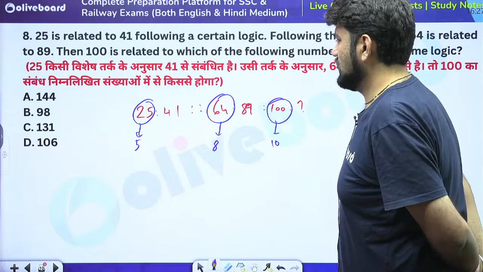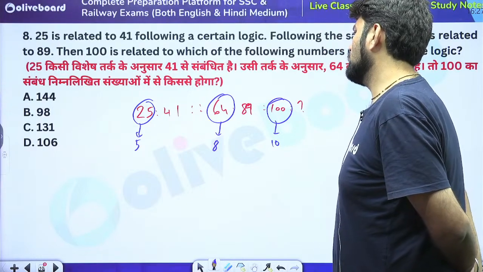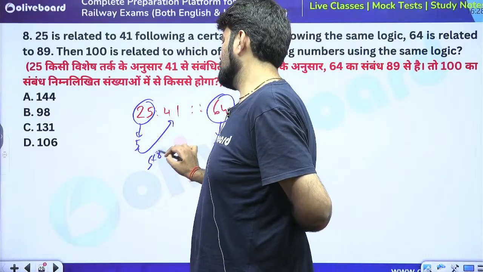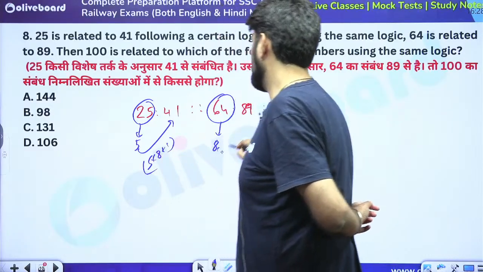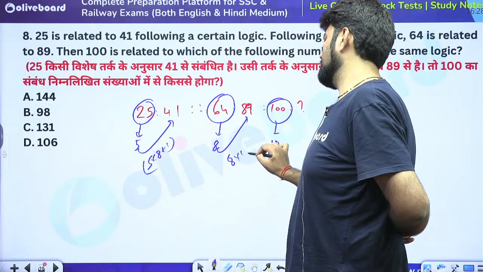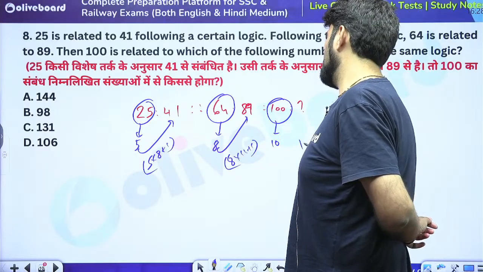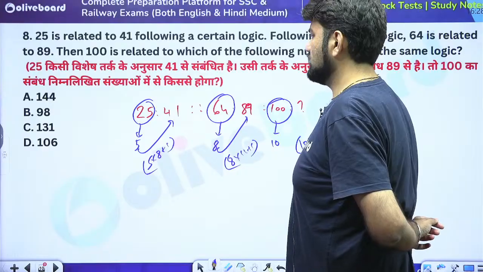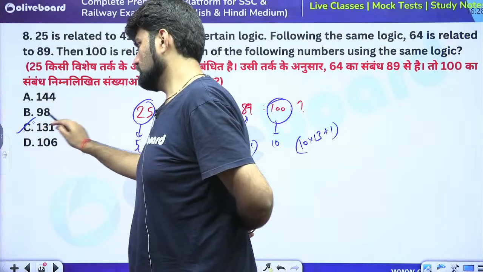5 into 8 plus 1. 8 into, okay, wait. So can we say 5 into 8 plus 1, 8 into 11 plus 1. So we'll have 10 into 13 plus 1. So 131, correct? Cool.